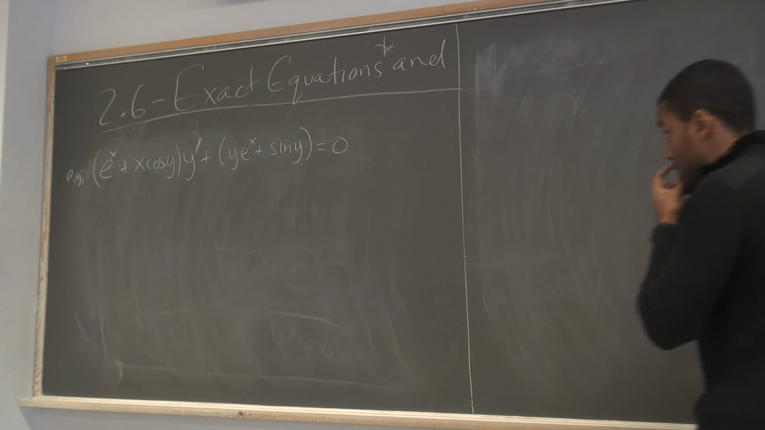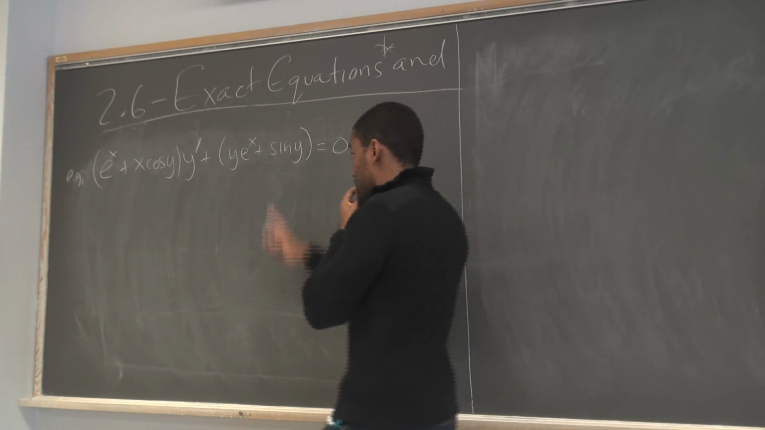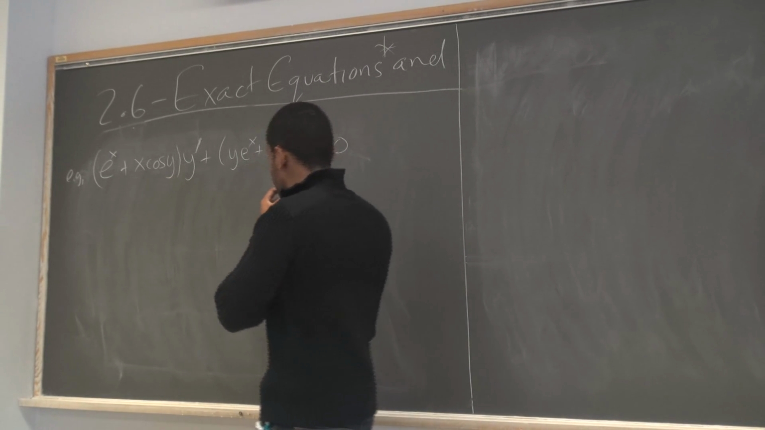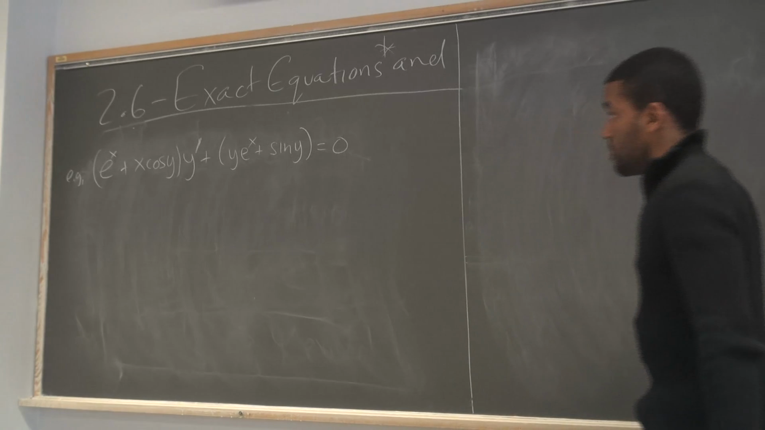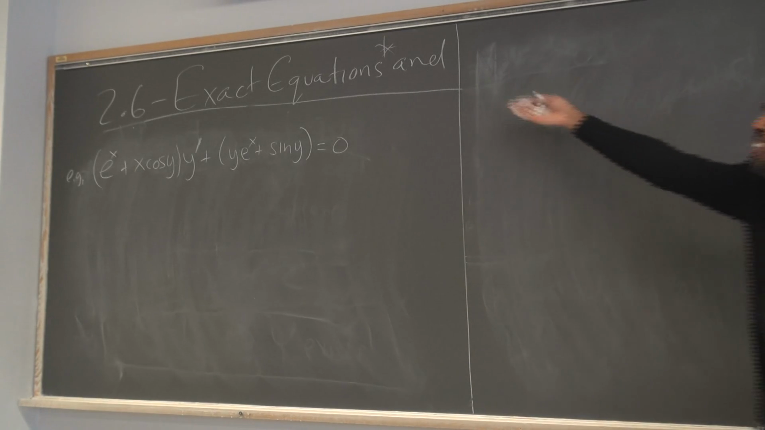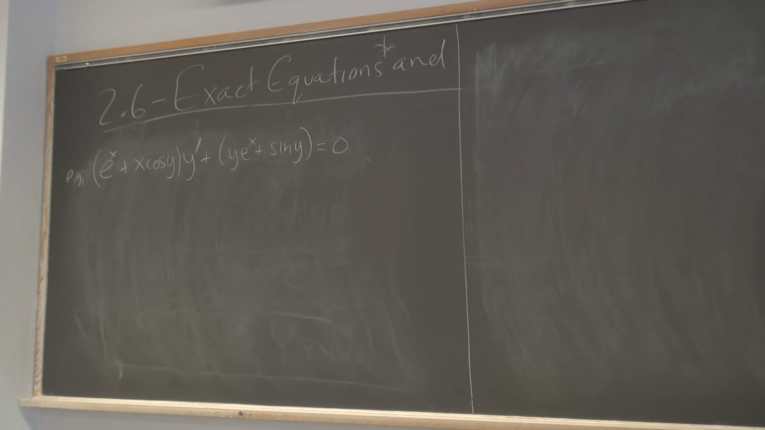Yeah. Problem is, it's not separable. It's not linear. You have sine y and cosine y. It's not homogeneous because you have sine y and cosine y. It's exact. Yeah, because we're in 2.6. How do we know it's exact?